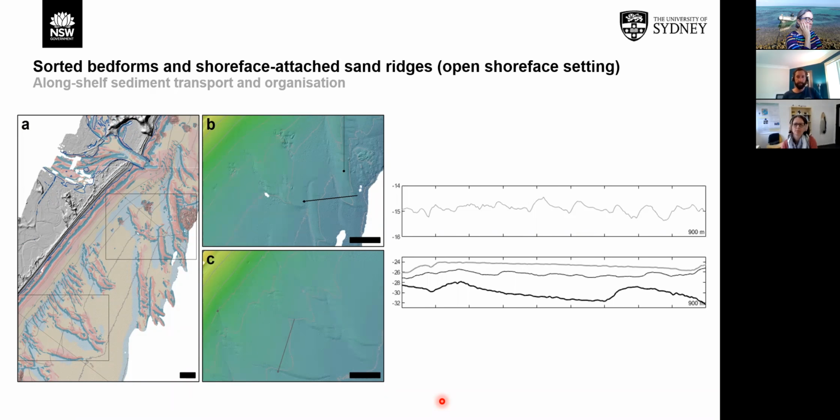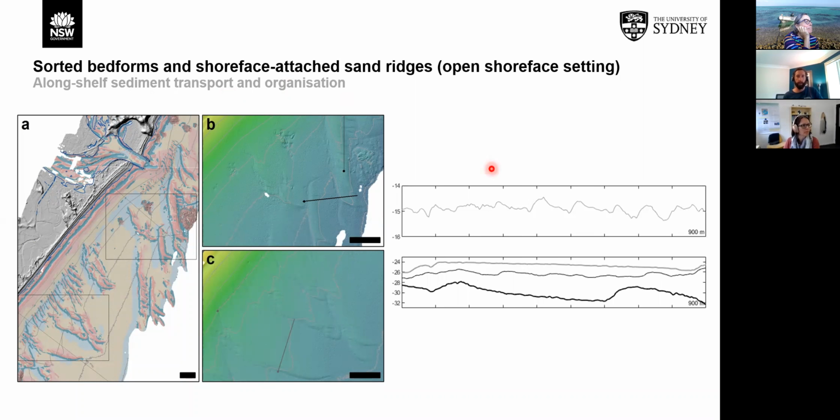Some other features deeper on the shore face, showing us some other evidence of along-shelf sediment transport and self-organization of different sediment types. These are features that have been observed in other places around the world and haven't really been noted in our setting because of the lack of data.